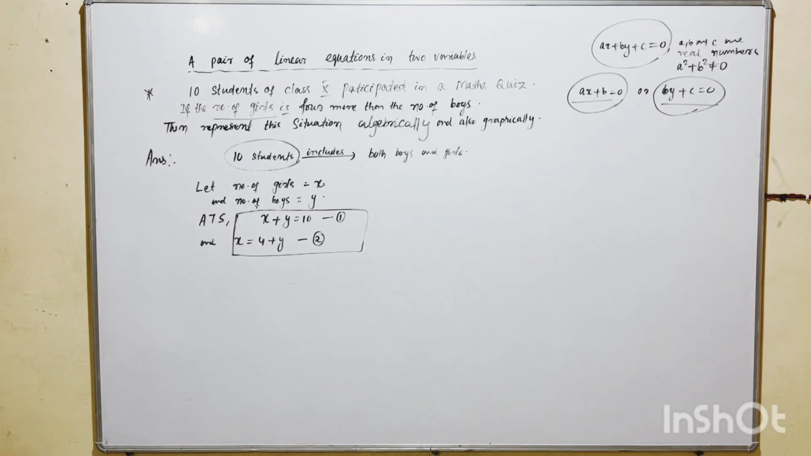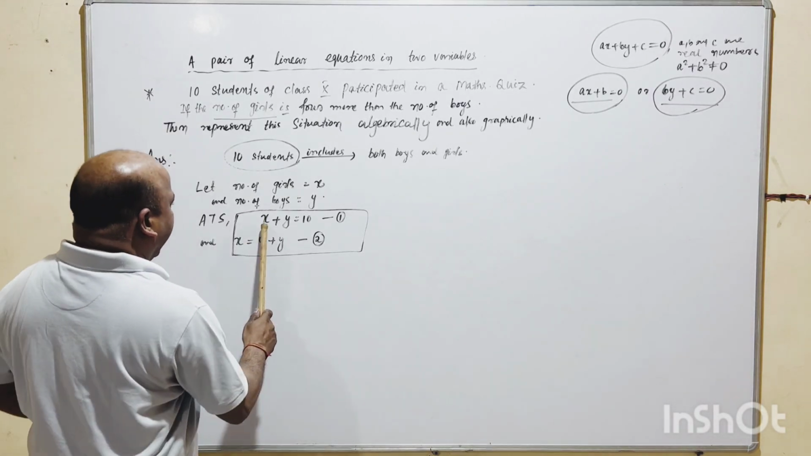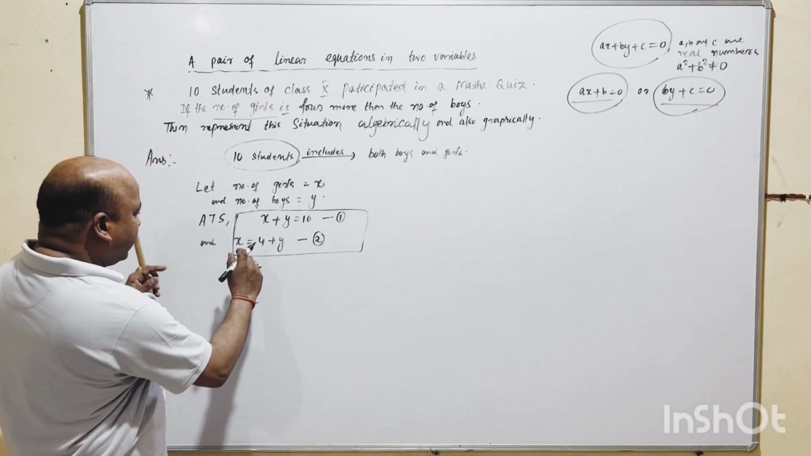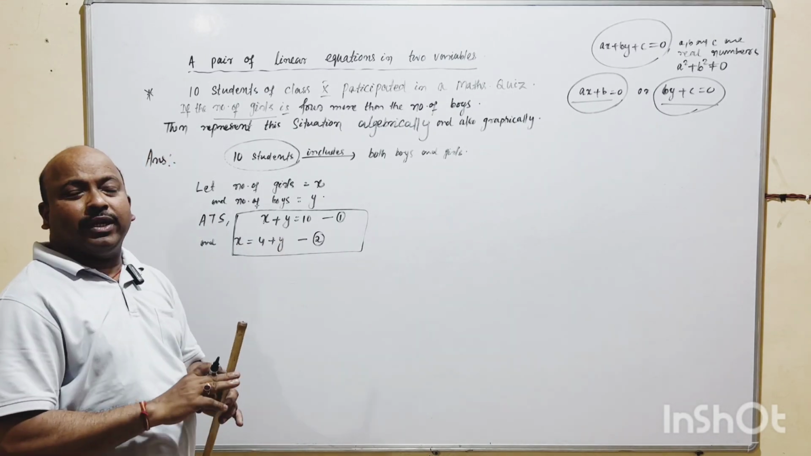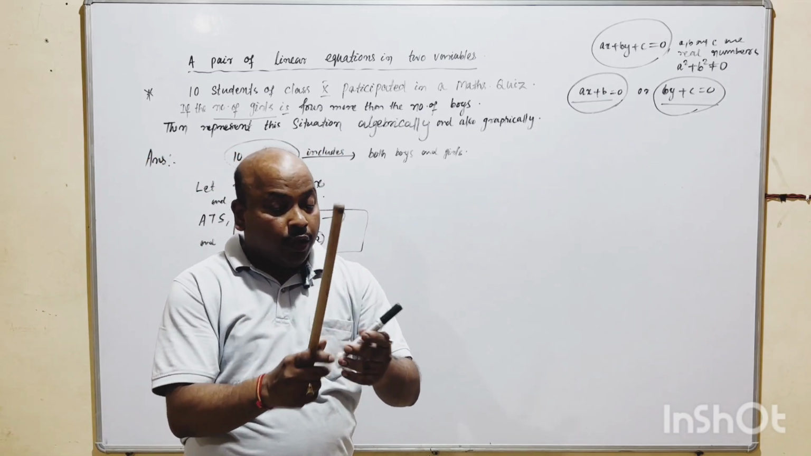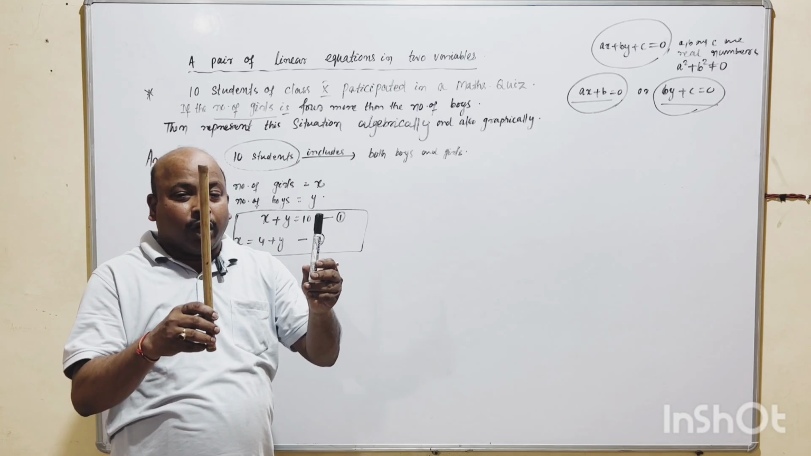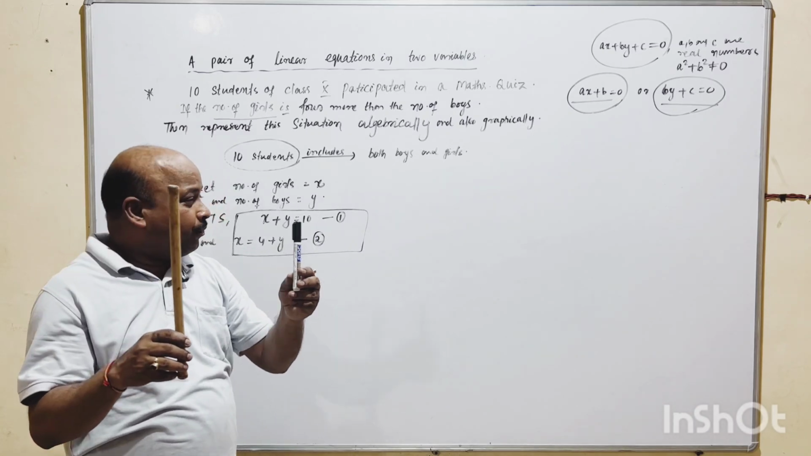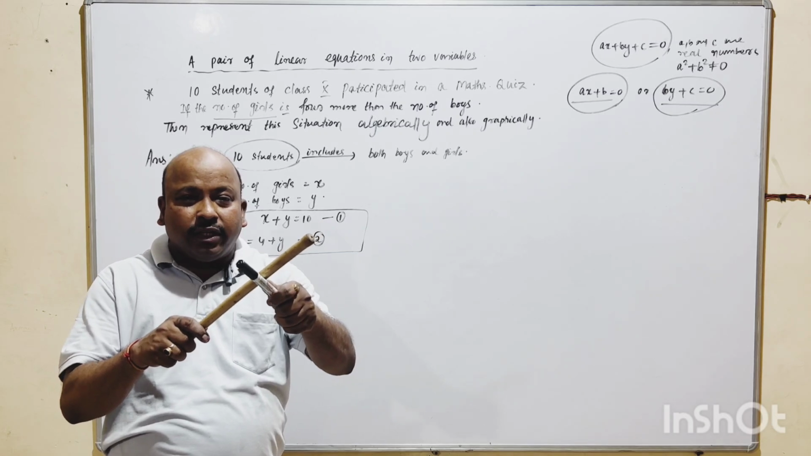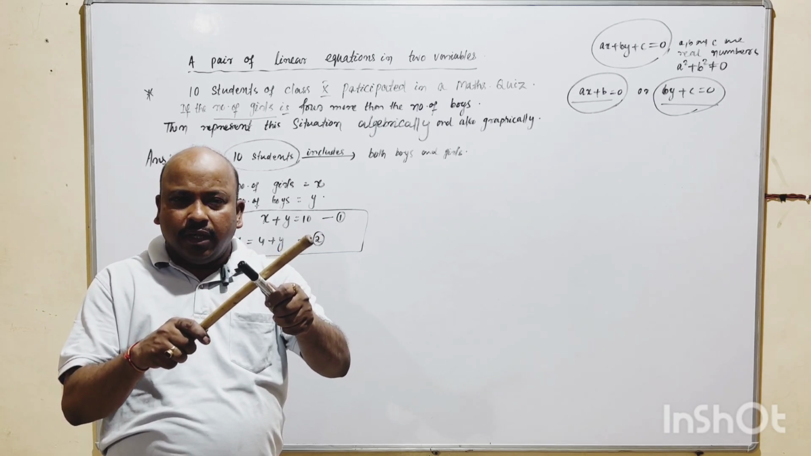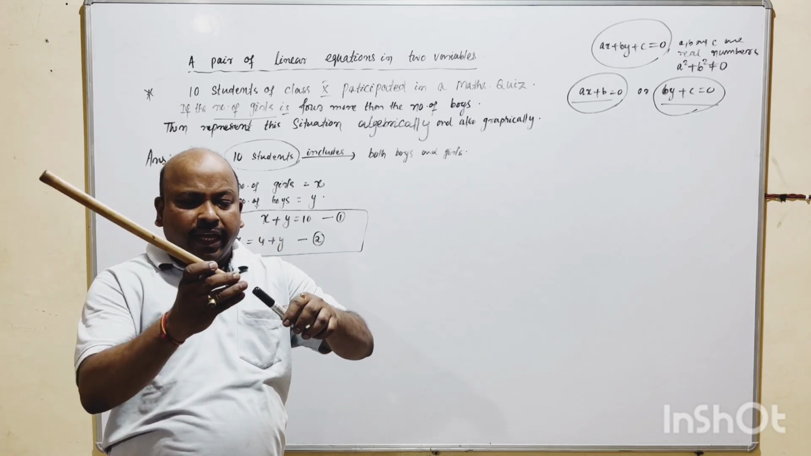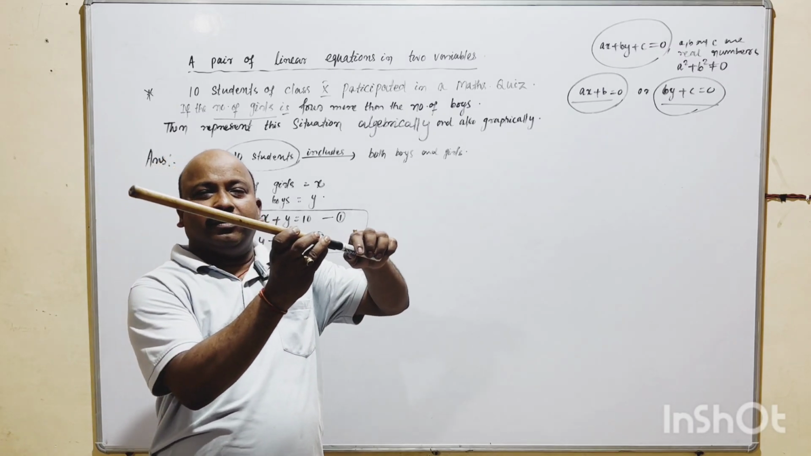Here, x plus y is equal to 10 is a straight line, and here x equal to 4 plus y is another straight line. Suppose these are the straight lines. So what do you think here? What do we conclude between these two straight lines? Either they intersect with each other, they are parallel with each other, or they are coincident with each other, right?